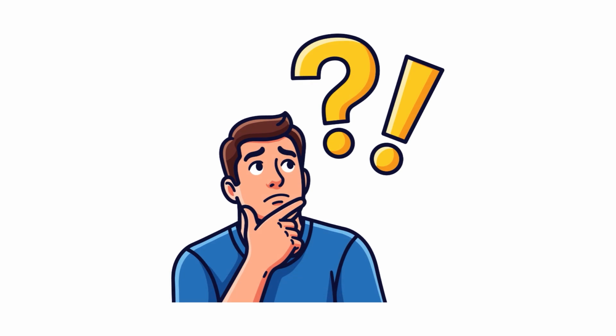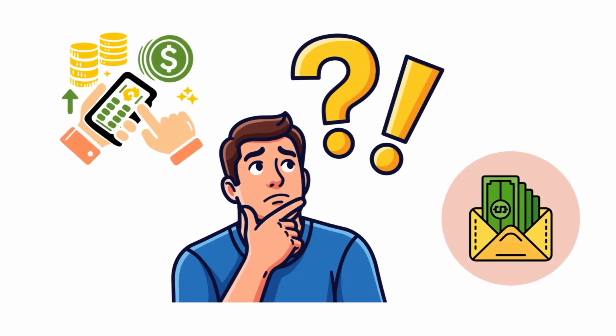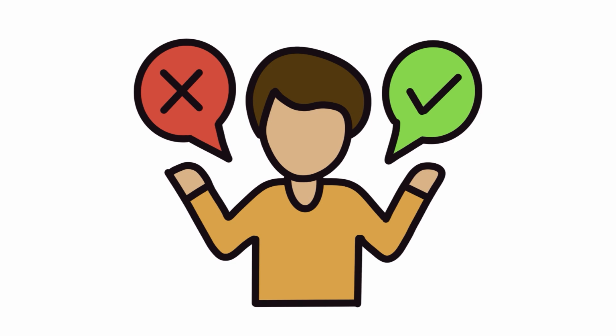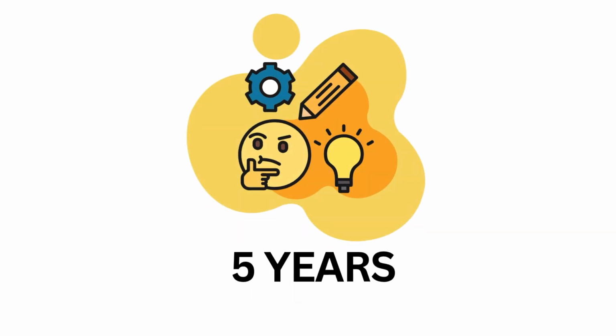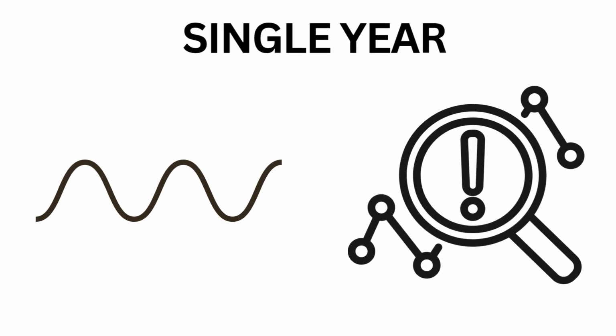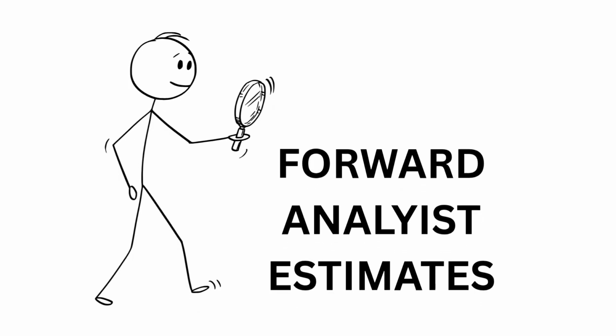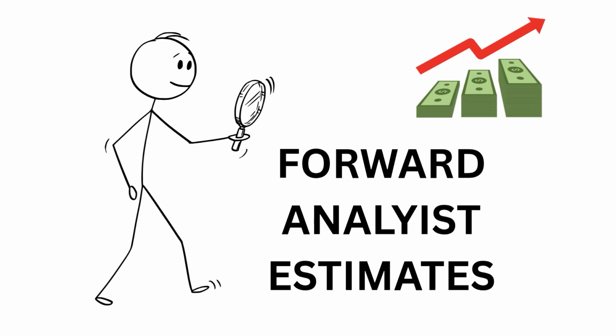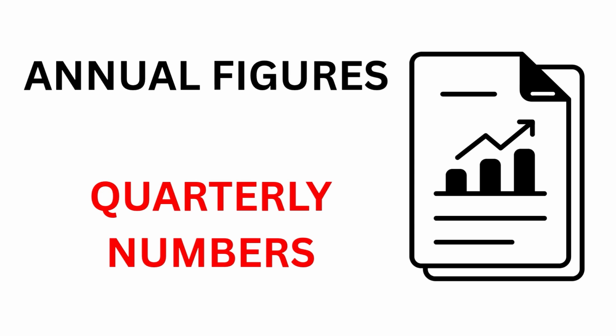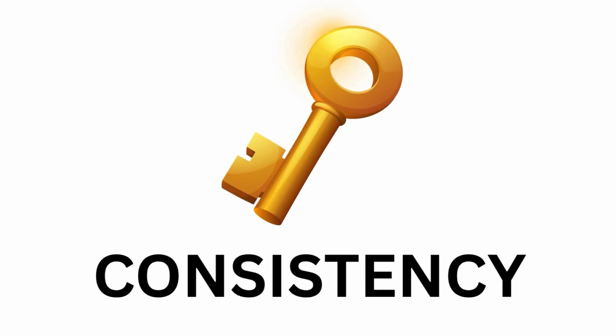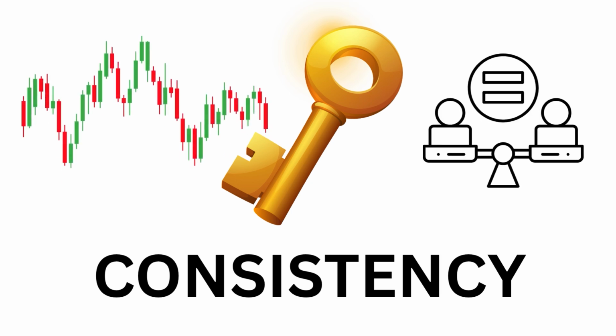One question that comes up often is how to actually calculate the earnings growth rate. There is no single perfect answer, but a common approach is to look at a 5-year historical growth rate as a baseline. This smooths out single-year anomalies and gives you a realistic sense of what the business has delivered over time. You can also look at forward analyst estimates to get a sense of where growth is expected to go. Using annual figures is generally more stable than quarterly numbers, which can be noisy. The key is consistency. Whatever method you choose, apply it the same way across every stock you compare.